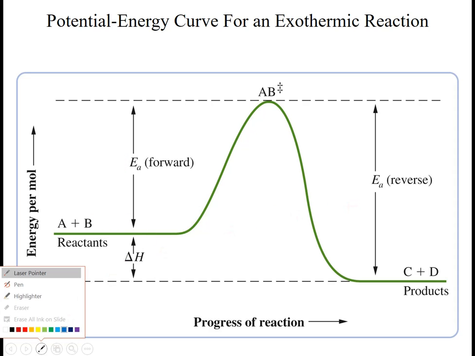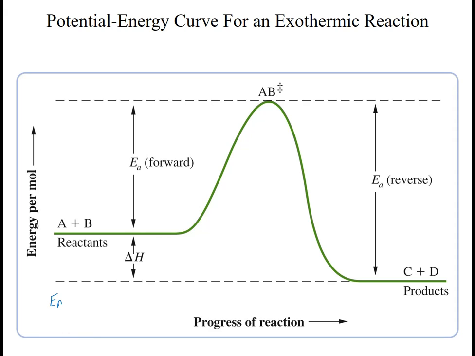So I can make an equation with that also, that the EA of the reverse is the sum of the EA forward, and neither one of these equations are given to you, plus delta H. And again, delta H is negative, but I'm not going to use the negative sign in my mathematics. Okay, so the negative just purely tells me that this is exothermic.